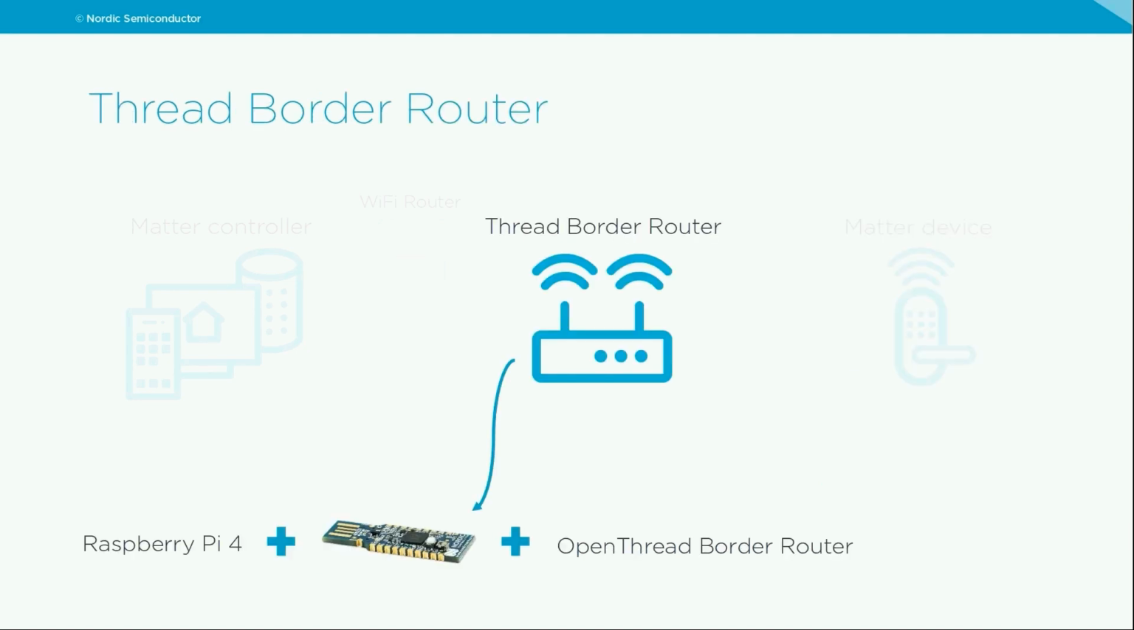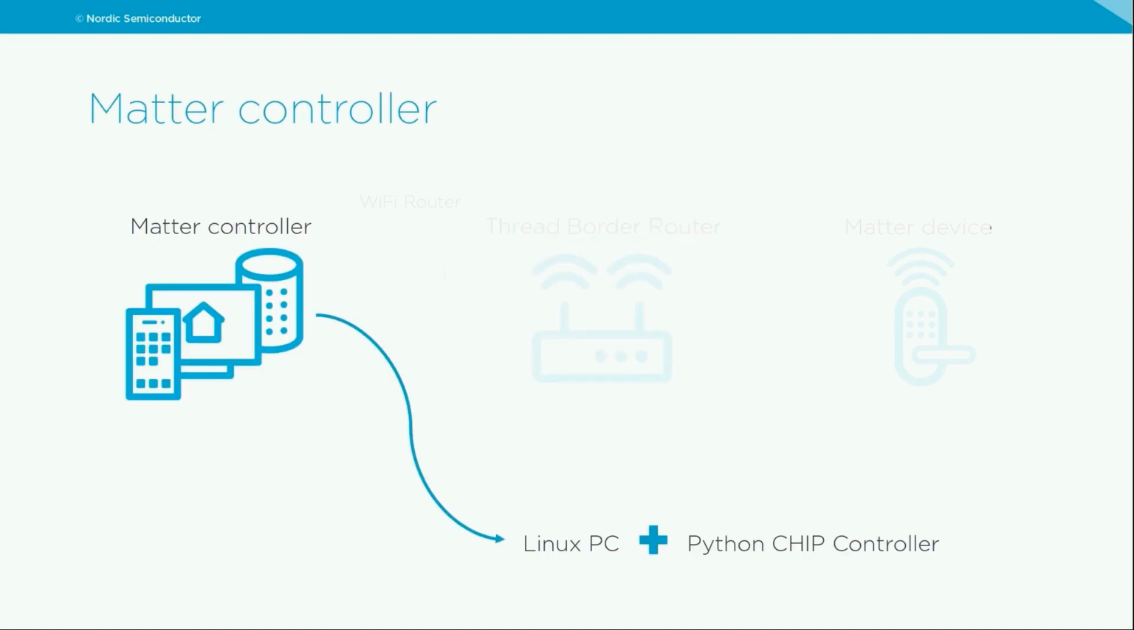The Thread border router will be formed out of a Raspberry Pi 4, an nRF52840 dongle, and OpenThread border router software. The dongle will be used as an OpenThread radio coprocessor, as the Raspberry Pi doesn't come with a built-in Thread radio. Finally, I'll be using a laptop with Ubuntu 21 as both my workstation and a Matter controller. The controller functions will be provided by the Python CHIP controller available in the main CHIP repository.